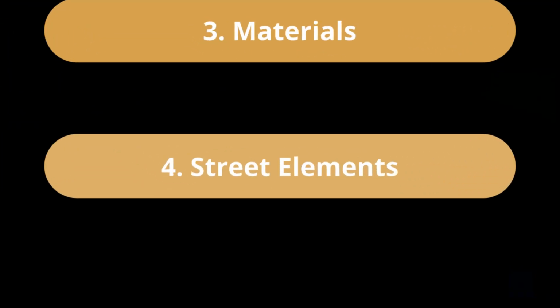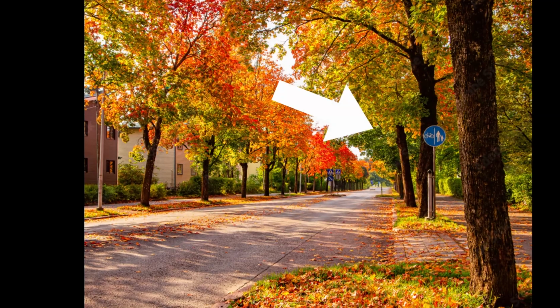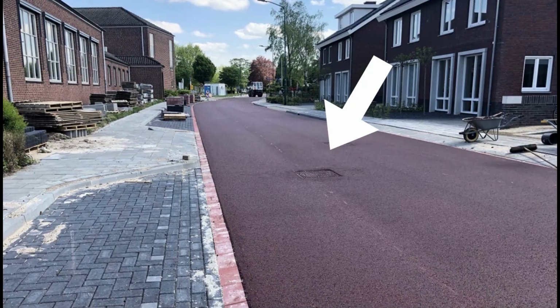For step 4, we are adding street elements, for example foliage, but also signs, road marks, decals, sewer cover, lampposts, cars, and of course a lot more. We can also add people, but that's up to you.